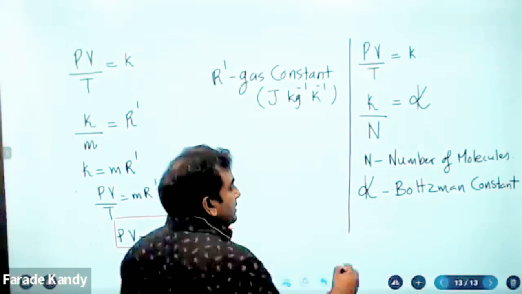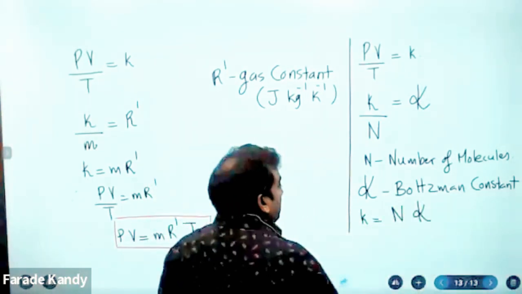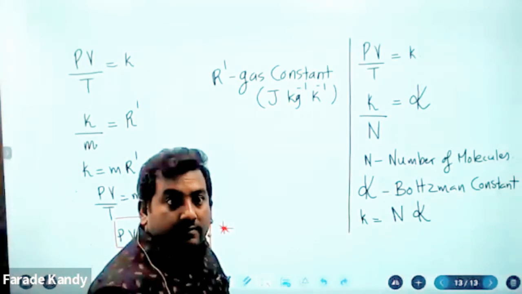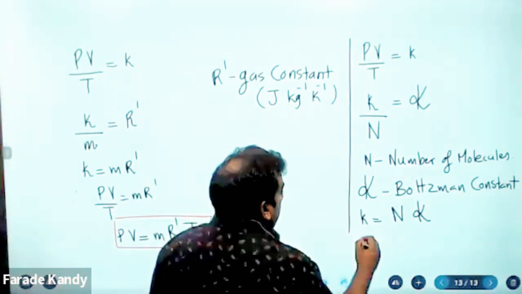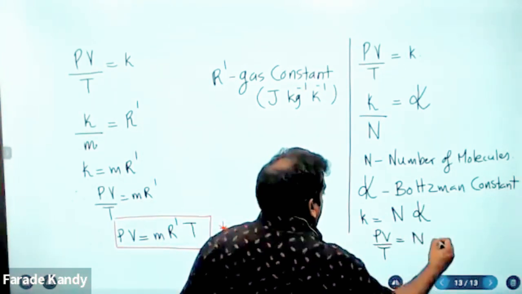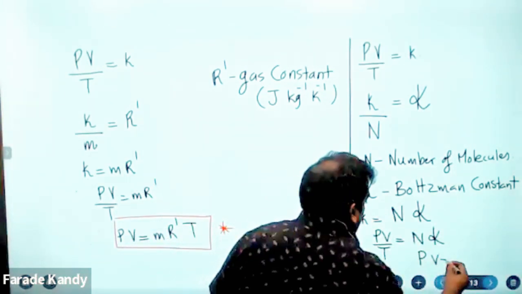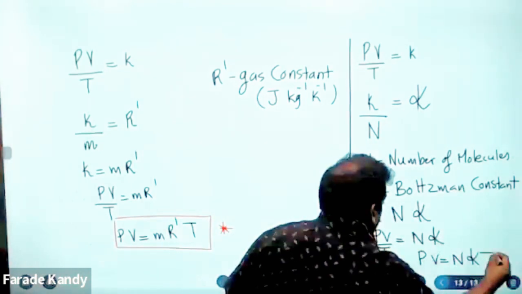Now you can rewrite this. Constant is number of molecules times Boltzmann constant. Therefore, you can write PV over T is equal to N times K. From this, you have another equation: PV equals NKT.